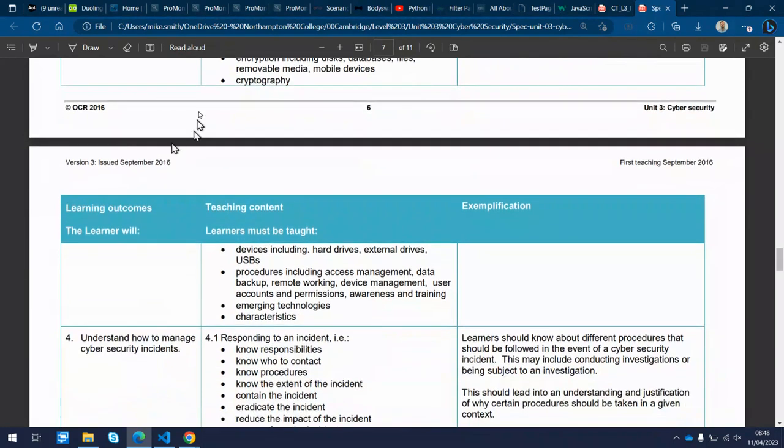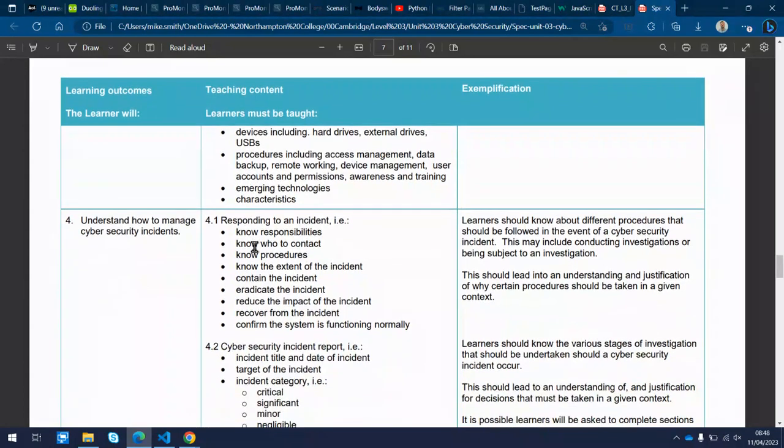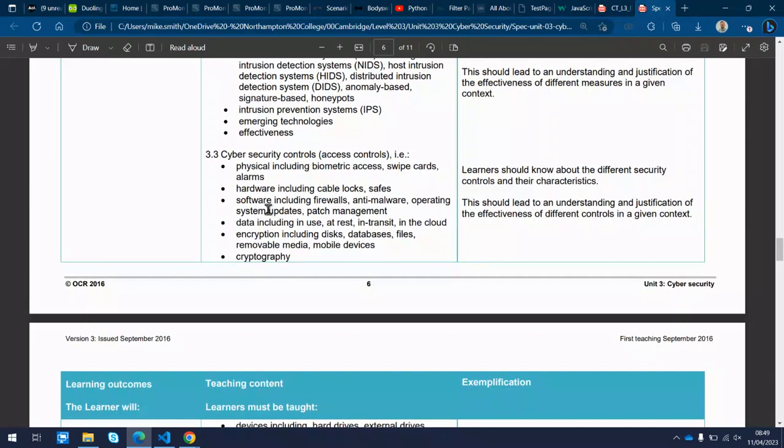So if you keep going, there's a long list in 3.3. That basically takes you through all of the things you might be asked a question on, including procedures such as backups, remote working, managing devices such as laptops, smartphones, etc., user accounts, permissions, training, any emerging technologies. Now, that could be anything. And again, this is one of those areas where, because things change all the time, you don't always know what these emerging technologies are, and what the characteristics are of each of these different security controls.